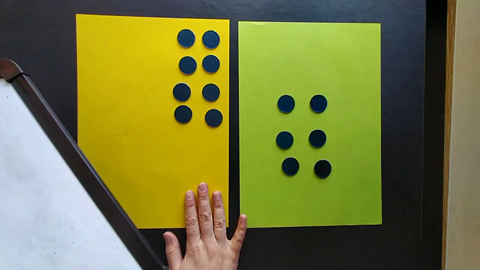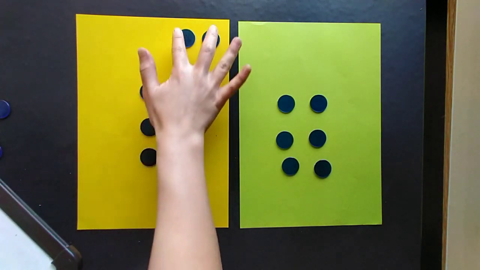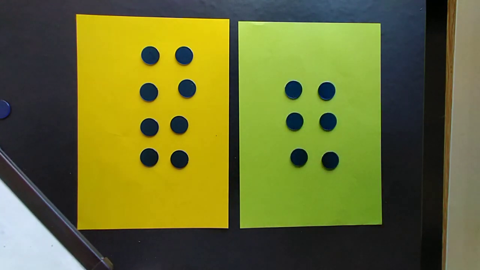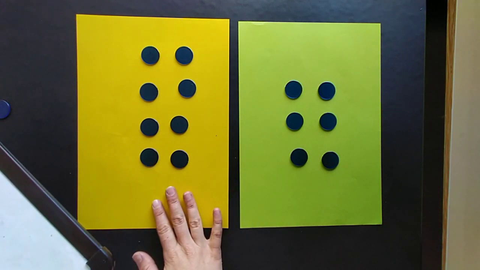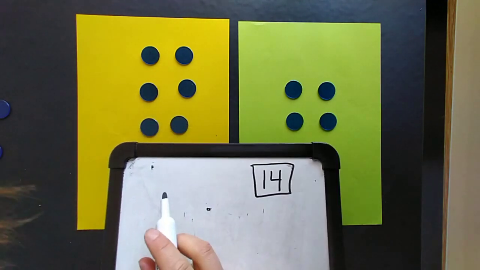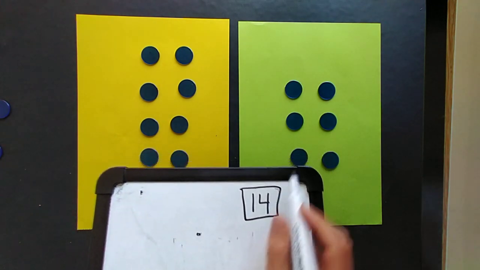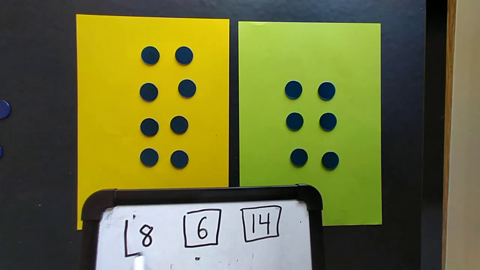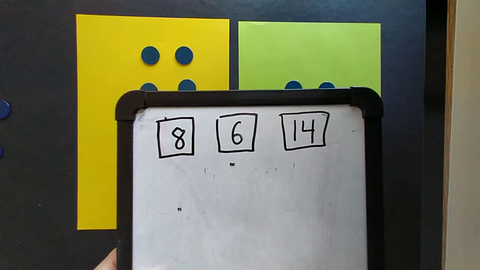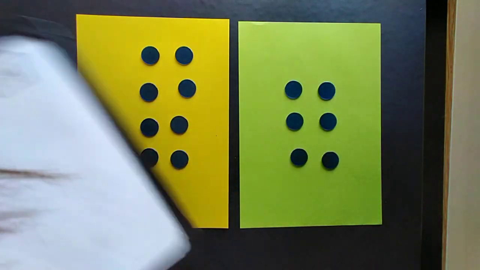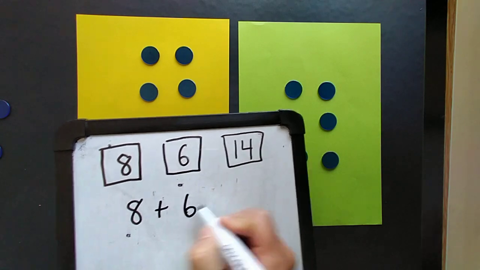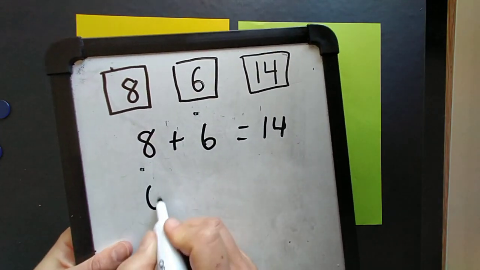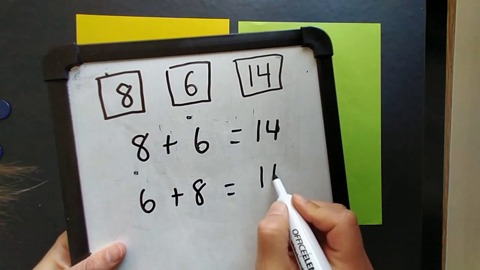Okay. Here we have 2, 4, 6, 8. And 2, 4, 6. What's the total of these two again? That's right, 14. Let's write them at the top of our board. We've already got 14. Write the 6 and the 8. So we know 8 plus 6 equals 14. We can change these around, so 6 plus 8 equals 14.